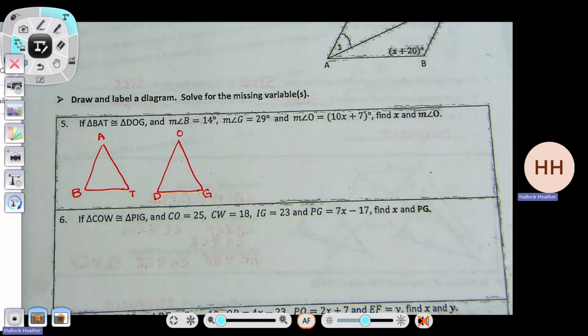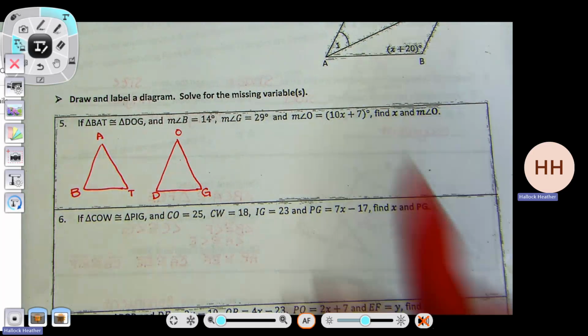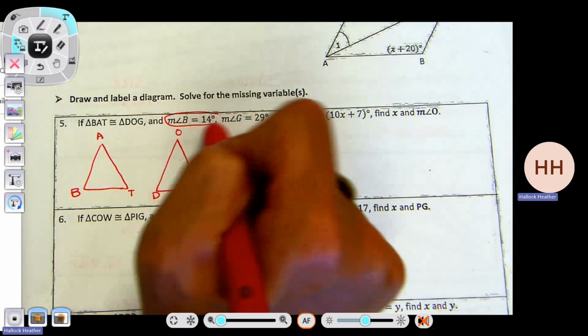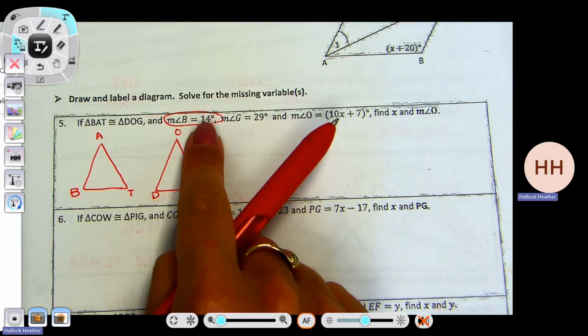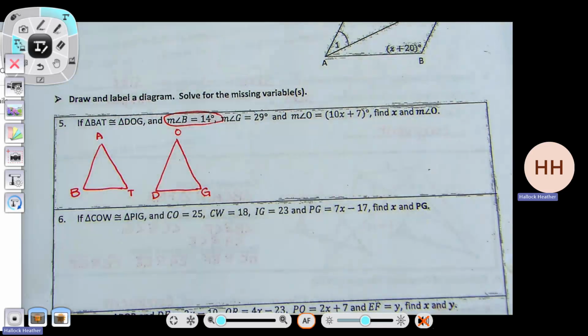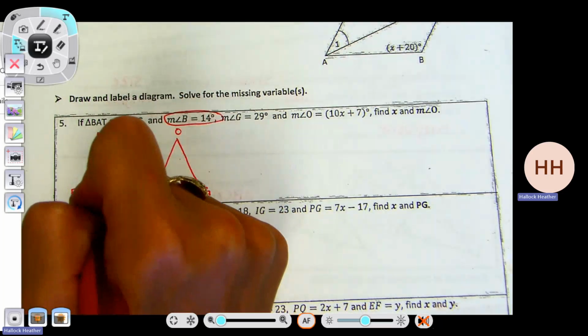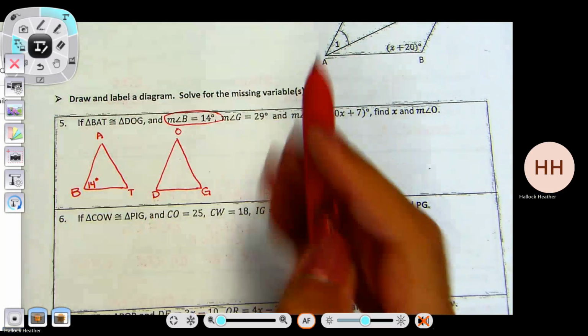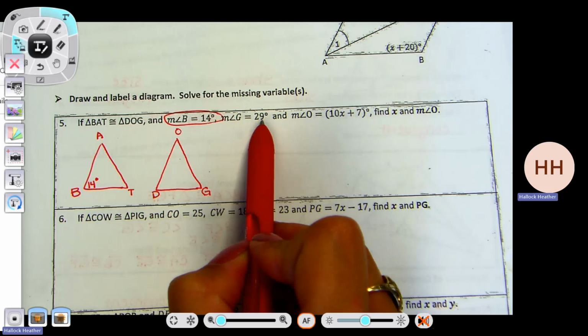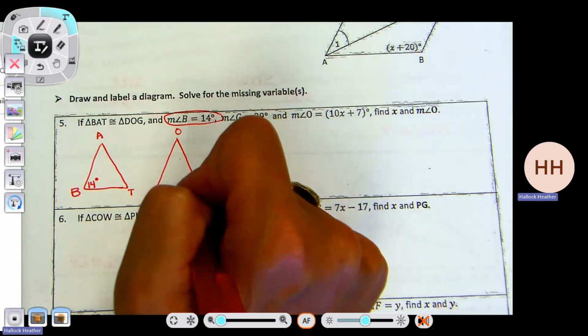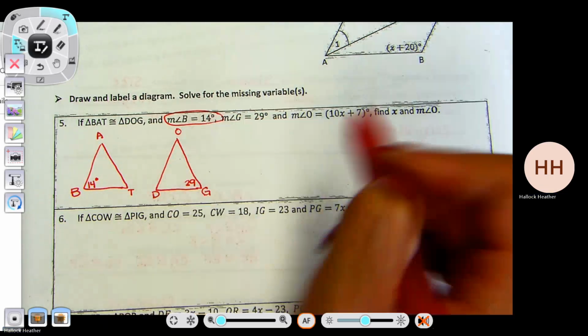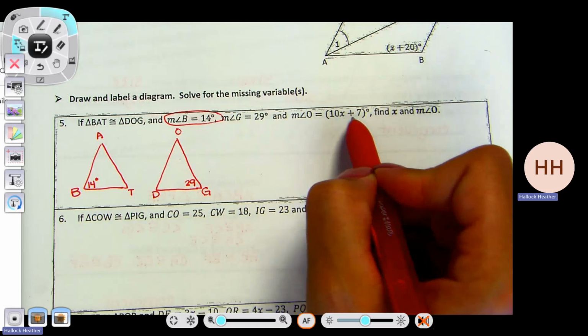So we're going to put the information on our picture because we are visual people. Now, if it says the measure of angle B is 14 degrees, should this be on the sides or on the inside? Inside, because it's angles. So they're the inside angles. So B is 14 degrees. G is 29 degrees. O is 10x plus 7.